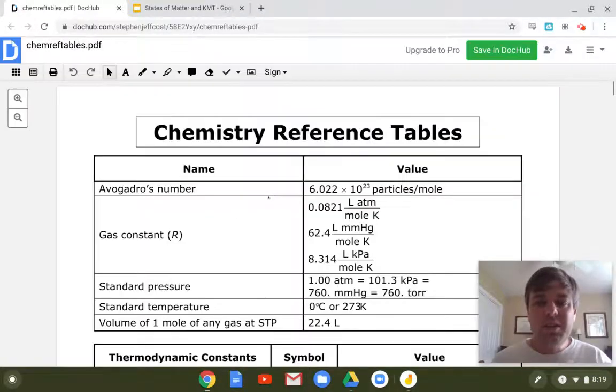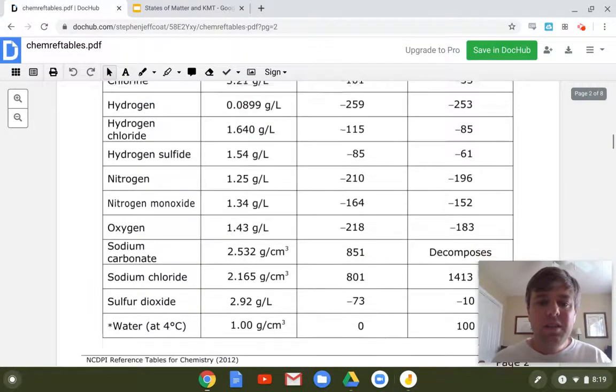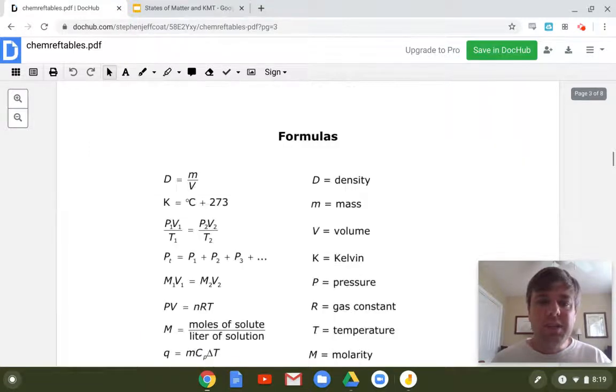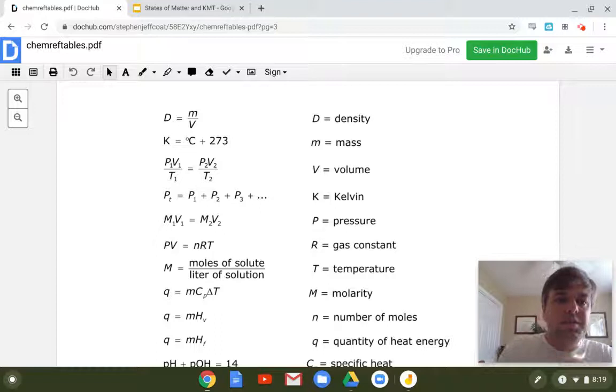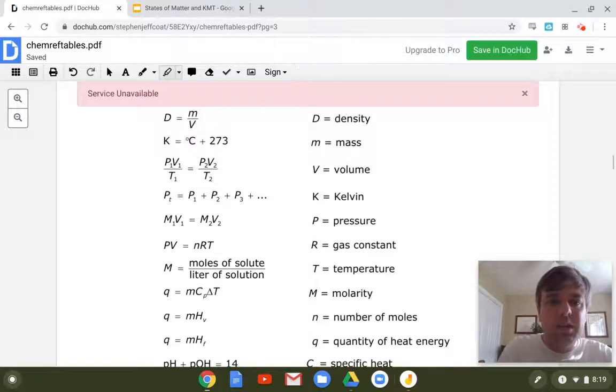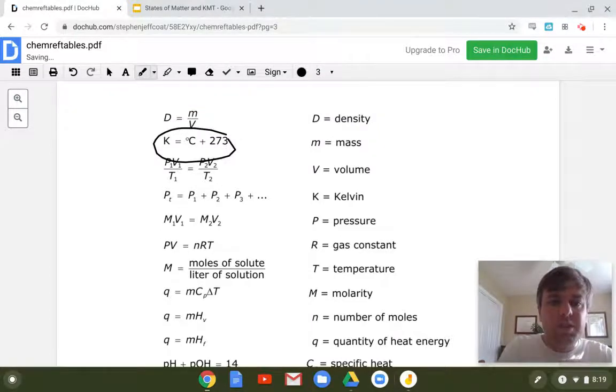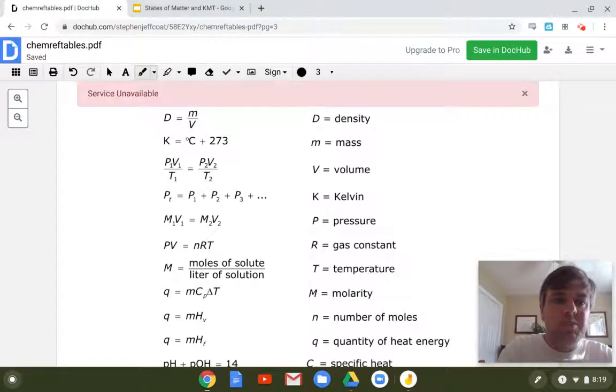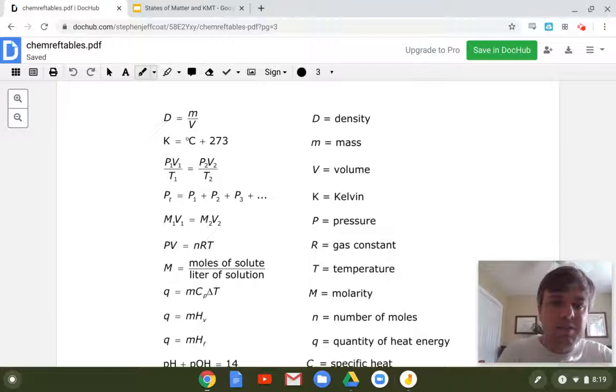And if we check on our reference tables, if we look on page 3, then you should be able to see right here is the equation for turning things into kelvins from Celsius. I don't know what this is doing here. And then right underneath it, you have your equation for the combined gas law. So we're going to look at a couple of sample problems.